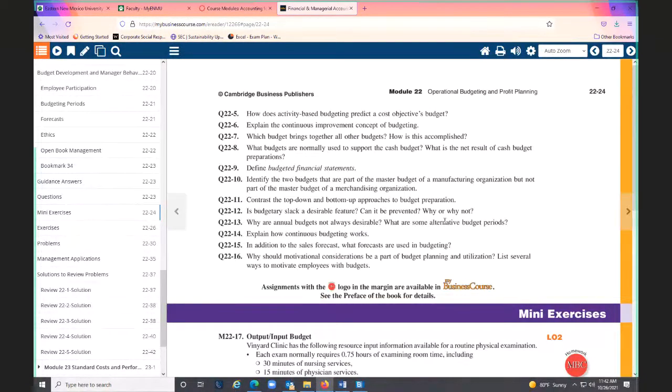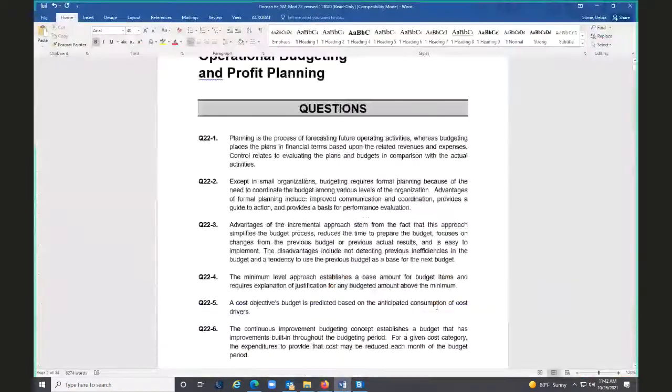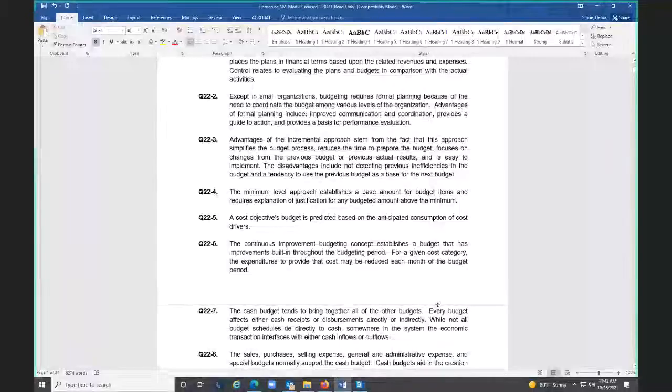Which budget brings together all the budgets? This is called the master budget. They're saying the cash budget here, but the master budget includes all the budgets. It includes the cash budget and all the other budgets. But they are correct here that every other budget does affect the cash receipts or disbursements directly or indirectly. So that's where you would see everything flowing to or coming from. But the overall plan is called the master plan.